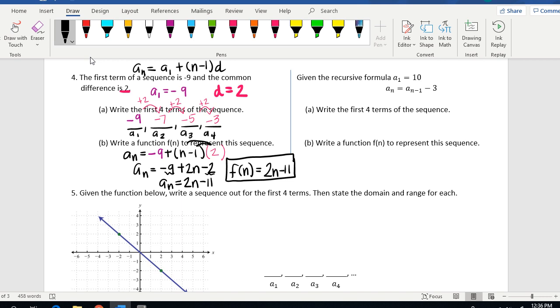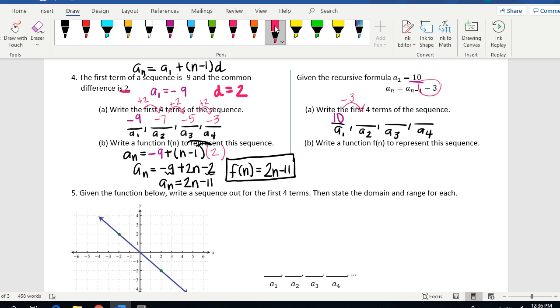Actually, this is a recursive formula. So actually, let's go through this. So given the recursive, I'm going to have a sub 1, a sub 2, a sub 3, and it's asking me to find the first 4 terms. So I'm just going to start this. So my first term here, they're giving it, is 10. Okay, then they're telling me my common difference is subtracting or -3.